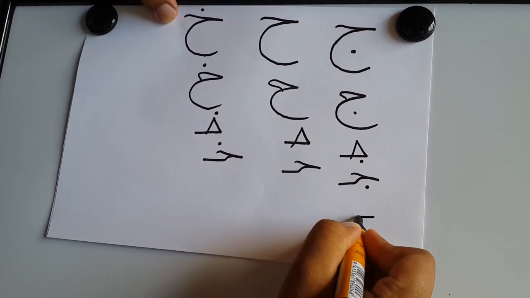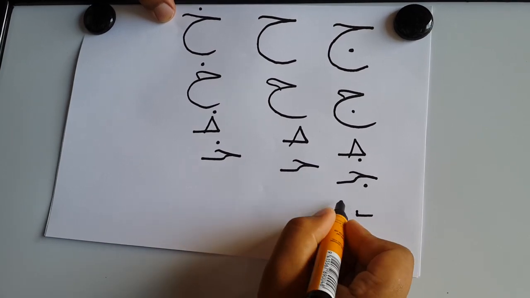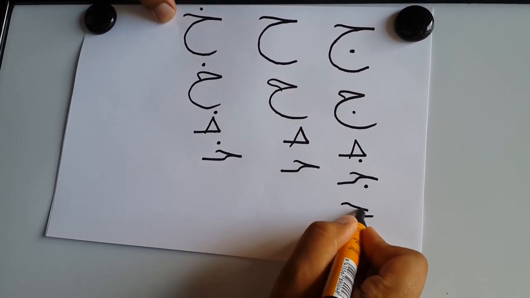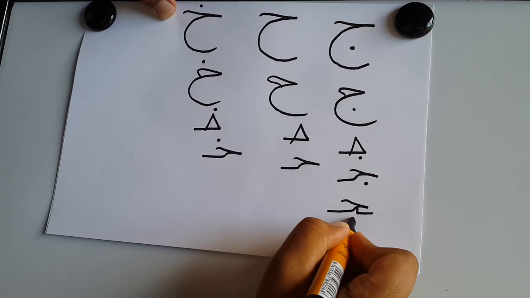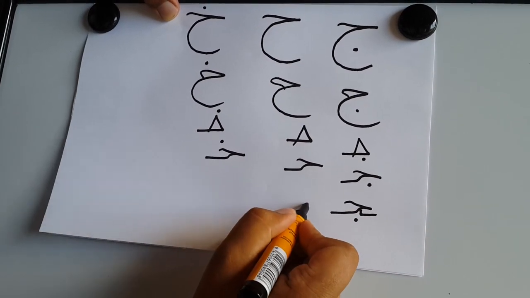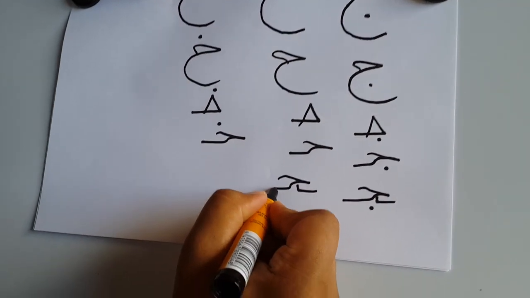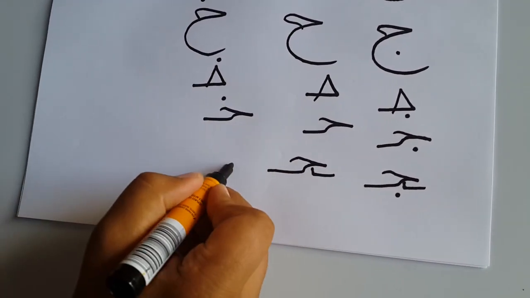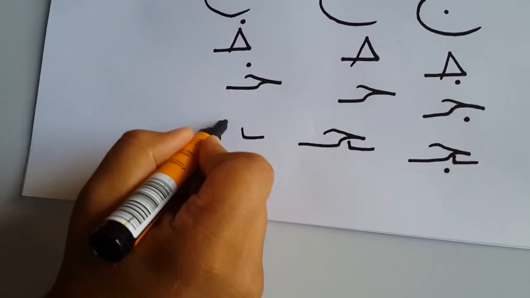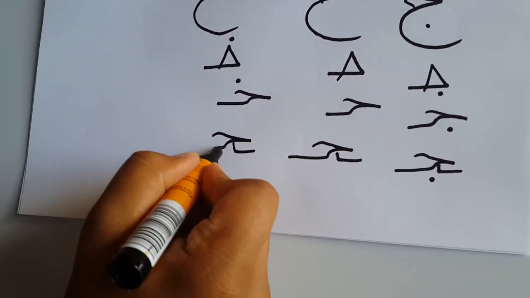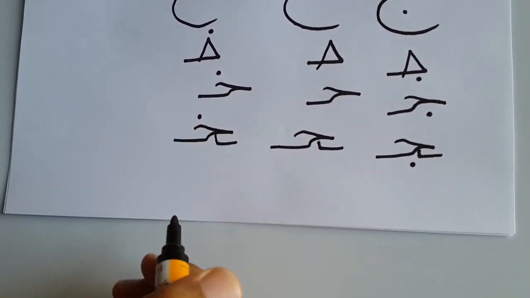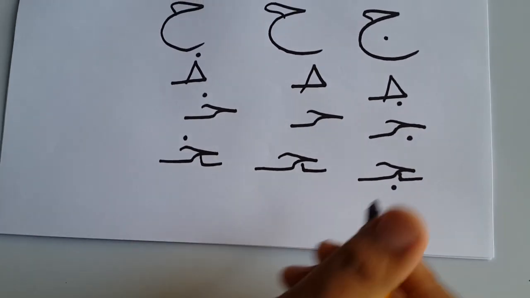Again, we start with a little line here. Then Jim, Ja. Again the same. Ha. Kha. Okay.